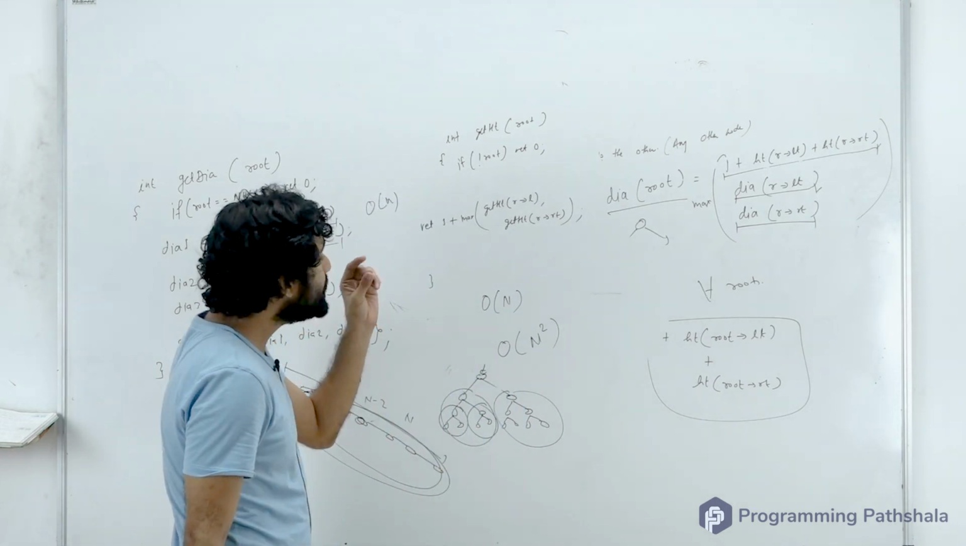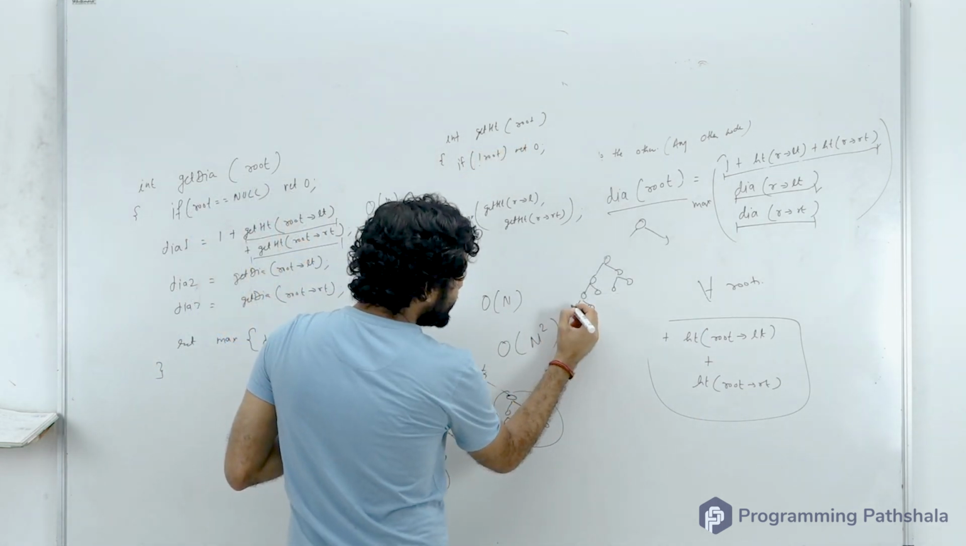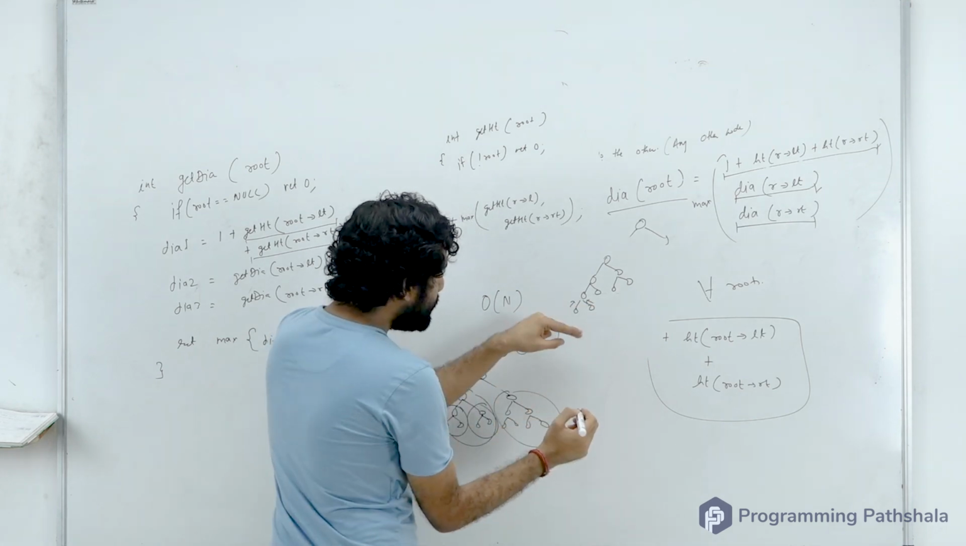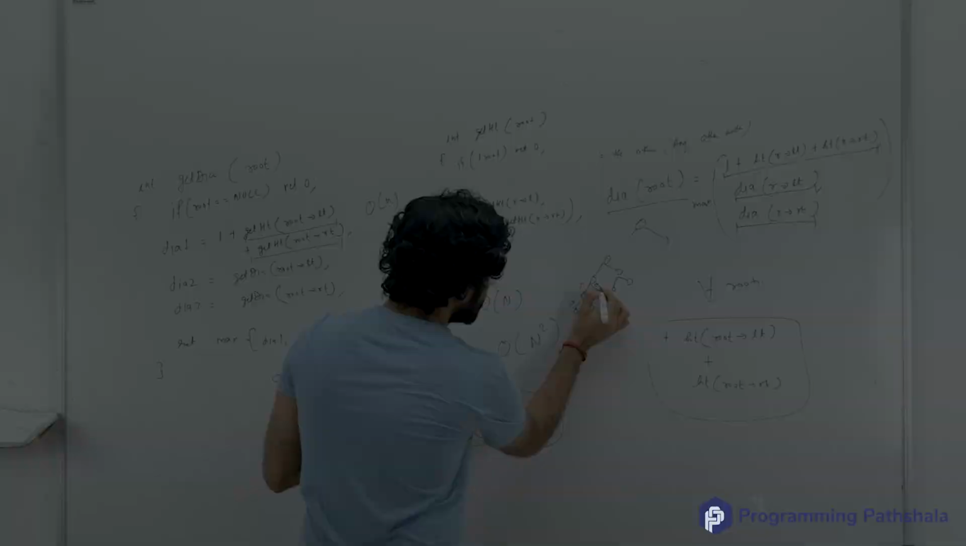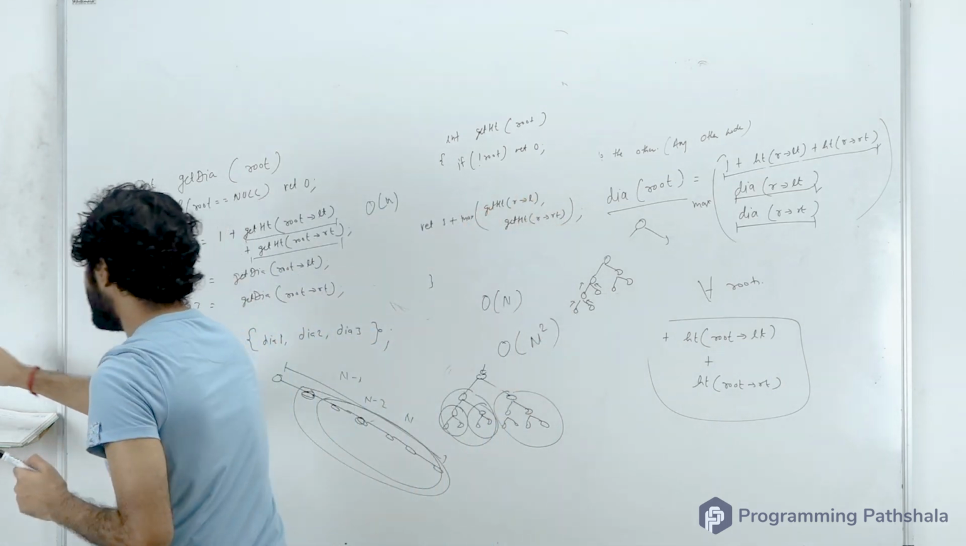Okay, when you are finding get height at a root, the heights get returned in a bottom to top manner. So guys, think of it in this way. I'm just writing this code in a bit different style.